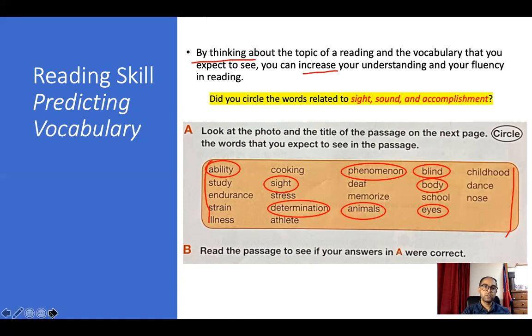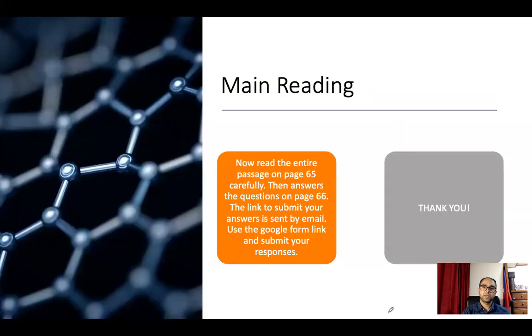Now, let's go to do the reading. Okay, main reading. Now, please read the entire passage on page 65, and then the link to submit your answers is sent by email. Use the Google form link and submit your responses. Read the passage on page 65 carefully and work on the assignment.